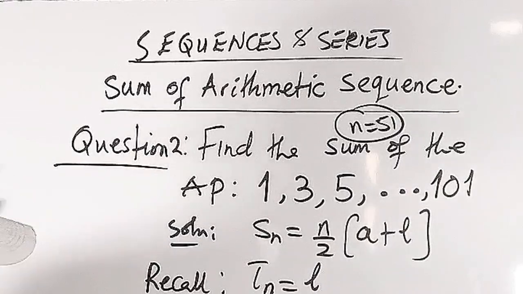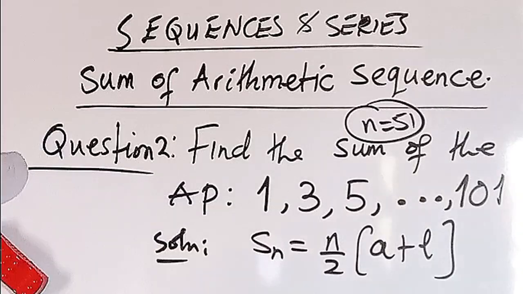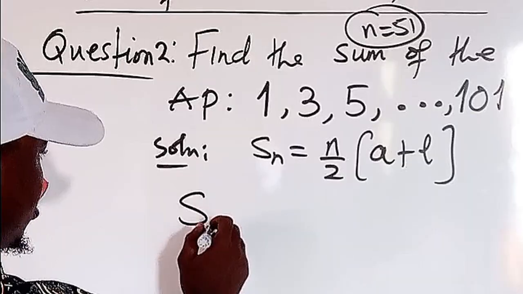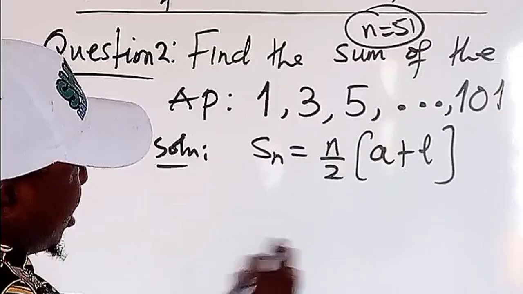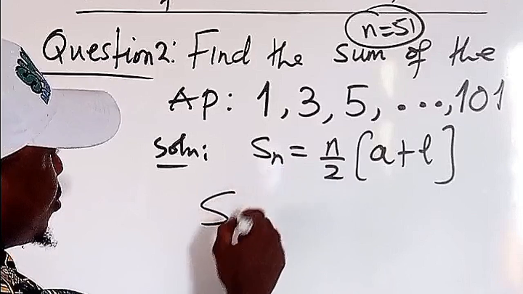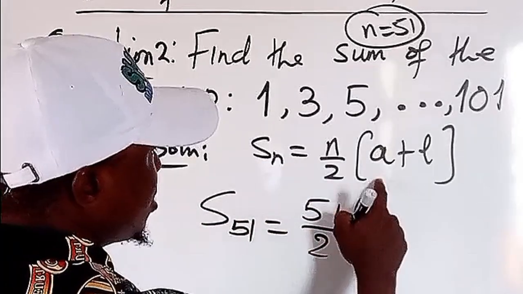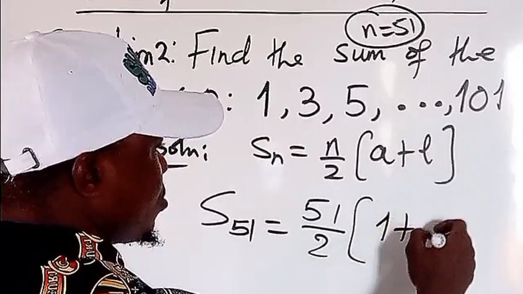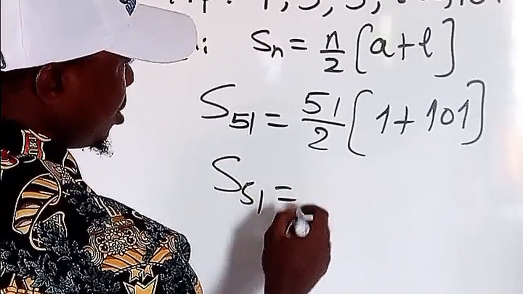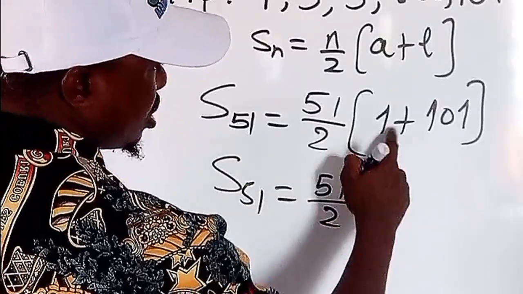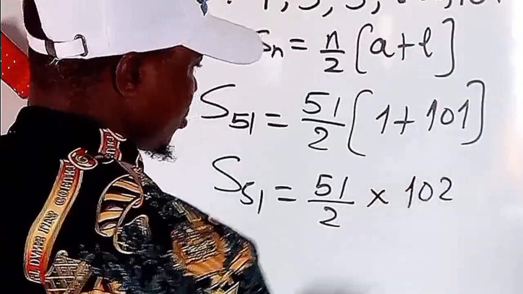Now we've gotten our N equals 51, so let's keep that. Since we have gotten our N to be 51, we can now use the formula for the sum, N over 2. I have the formula here already. So we're now going to have the sum of 51, N will be equal to 51, divided by 2. What's our A? 1, plus the L, which is 101. All right, so we're going to have S51 will now be 51 divided by 2, and we have this 102, so let's say multiplied by 102.